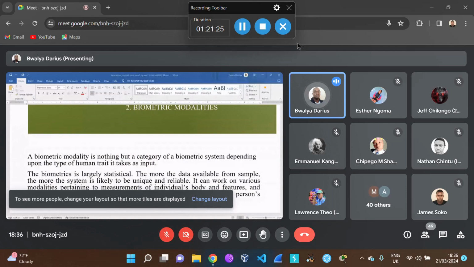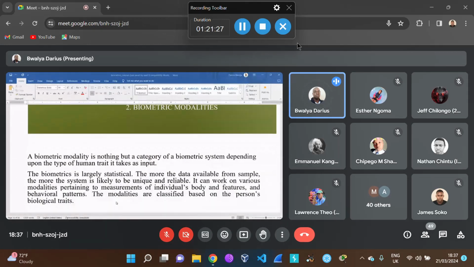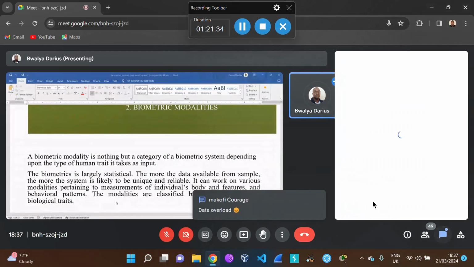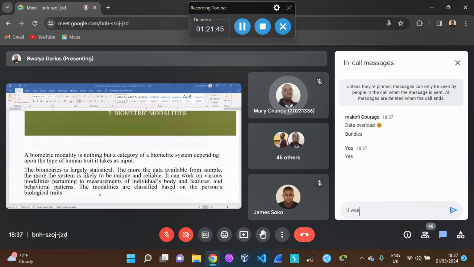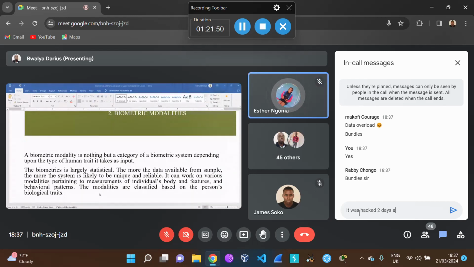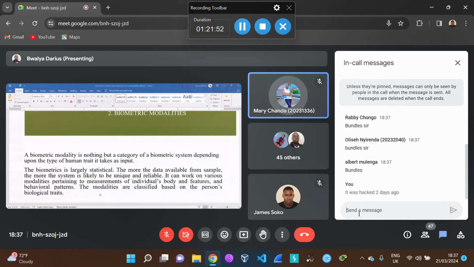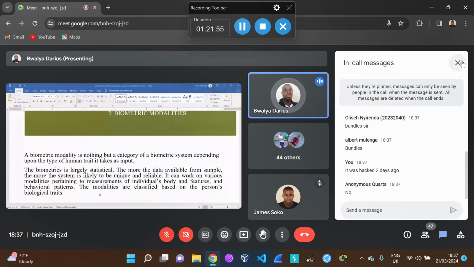That's biometric modality. I hope you are using the network connection. Not data bundles, isn't it? You are using the institution's connection. The network is down for the scooter.